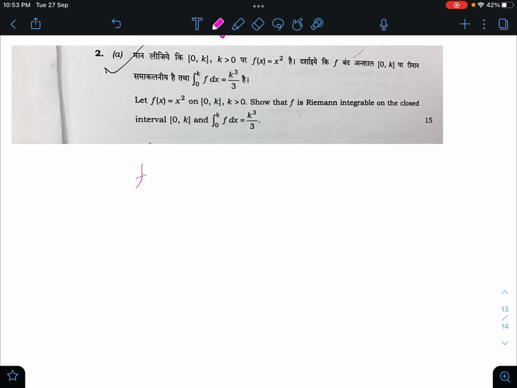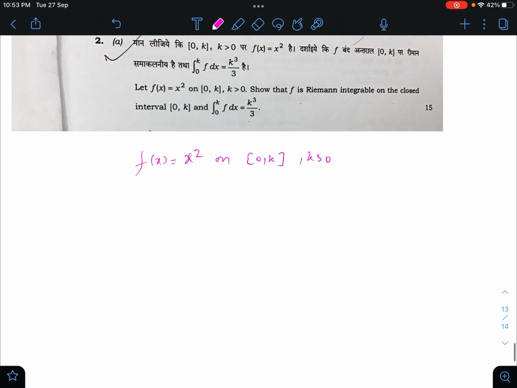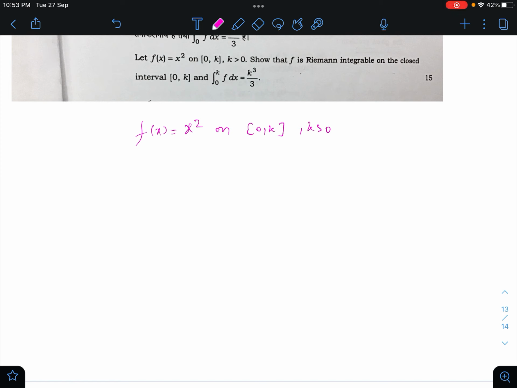So the given function is f(x) = x square on the closed interval 0 to k, where k is greater than 0. We will prove it by showing that f(x) is continuous on the given interval, and then we will state a theorem that a continuous function on a given interval is Riemann integrable.